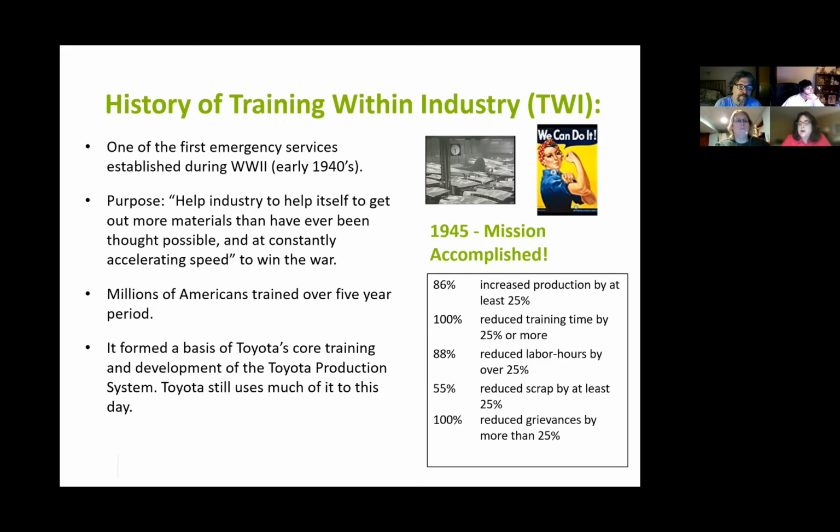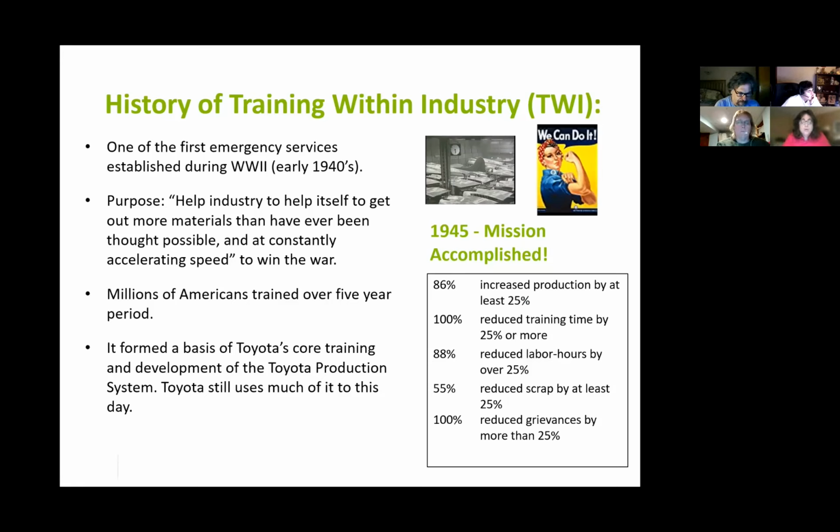The box at the bottom right-hand corner shows you some of the metrics that they measured. I believe it was something like 600 different companies, but millions of Americans went through this training over a 5-year period. And so look at the ways that they describe success. Increasing production. So these are things we care about today. Fast forward till now: increasing production, reducing training time, our productivity with our labor, our quality results. And it says grievances. We can think about this in terms of how people were feeling about their jobs. And so we care about all these today.